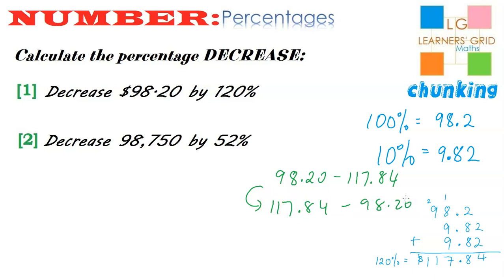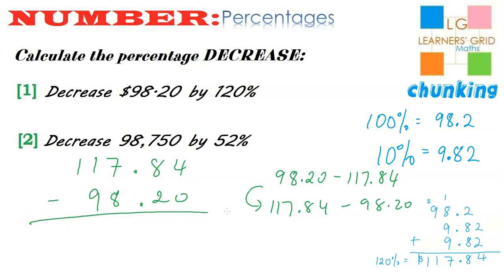So I'll turn it around and make it look like this. Okay, I'll do that and I'll explain what I'm doing. 117.84 minus 98.20. I'm going to end up with a positive number, but I know I need a negative number. So I'm going to put a negative right in front of it now. Whatever this turns out to be, as long as there's a negative in front of it, it will be the correct answer. So let's do that.